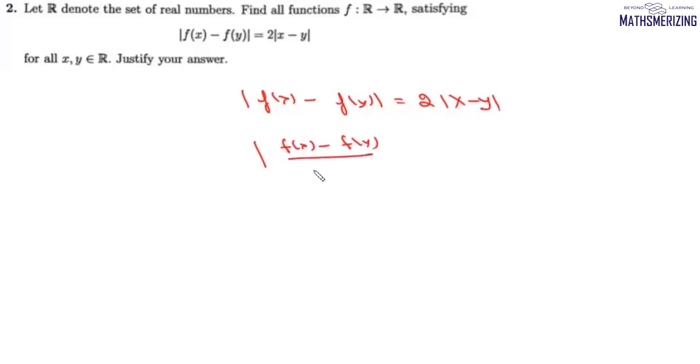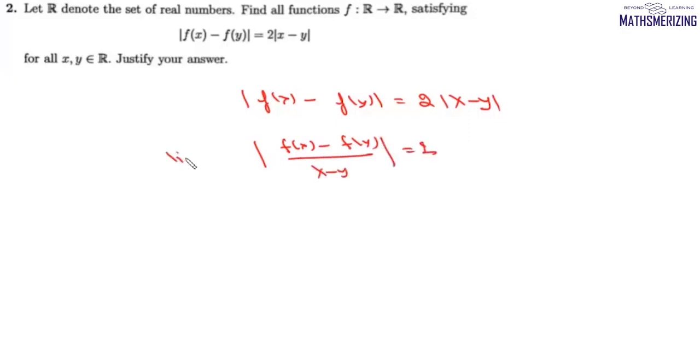Now question number 2 is, let R denote the set of real numbers. Find all the functions f from R to R satisfying mod of f(x) minus f(y), and it is equal to 2 mod x minus y. Now taking x as x plus h and y as x, we can prove that this function is a continuous and differentiable function.